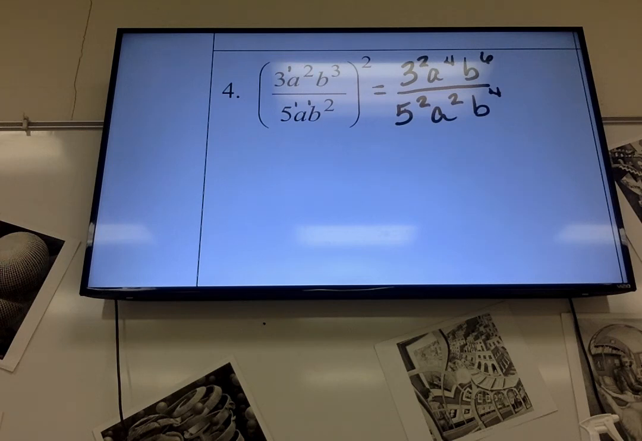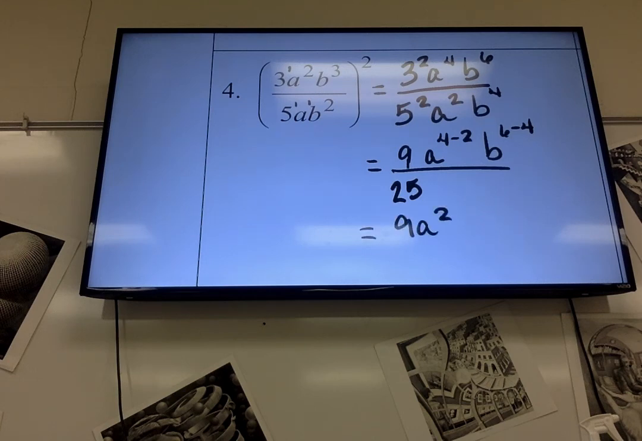So far, so good? Okay, what's 3 squared? 9. 5 squared? 25. Then we subtract exponents. So it's a to the 4 minus 2. And you can do this in your head without writing it down. I'm just doing this so that I don't lose anybody. And b to the 6 minus 4. So you get 9a squared, b squared over 25.